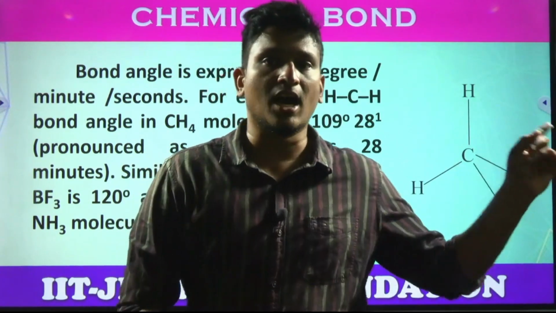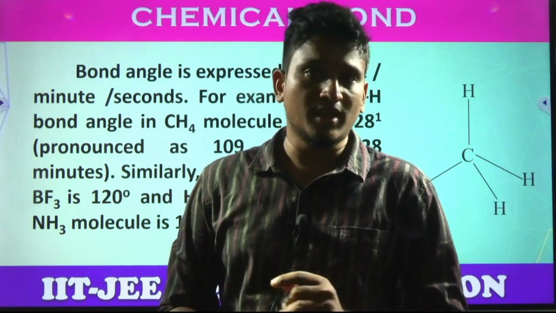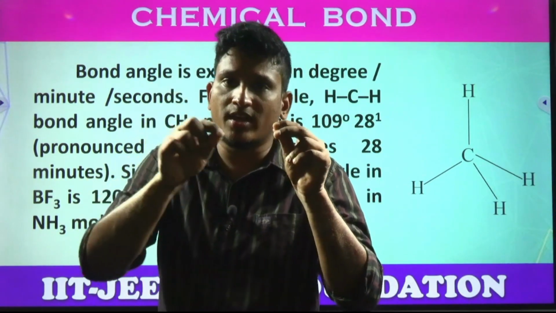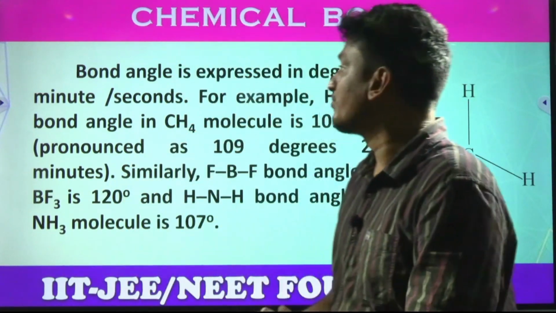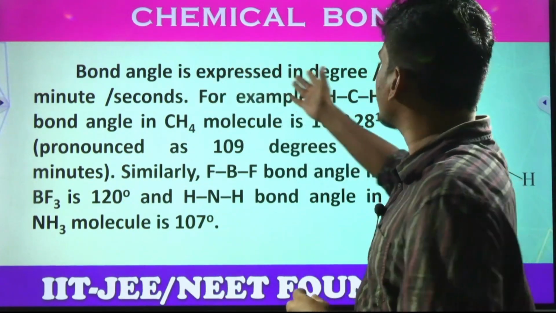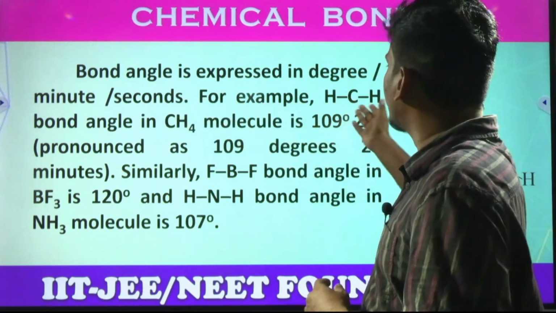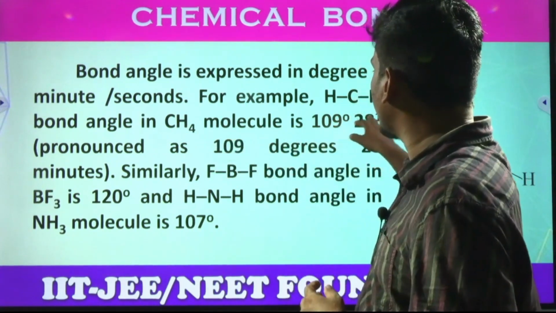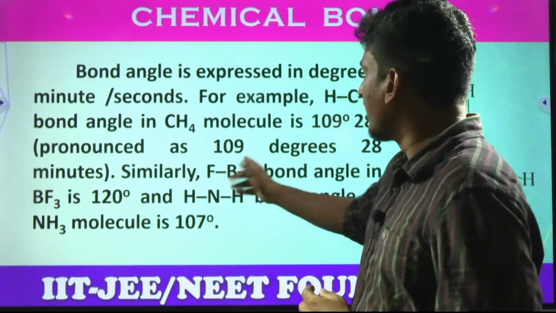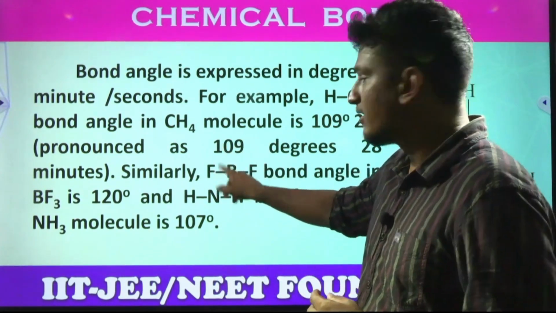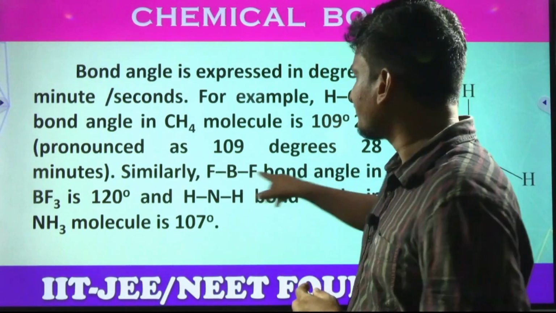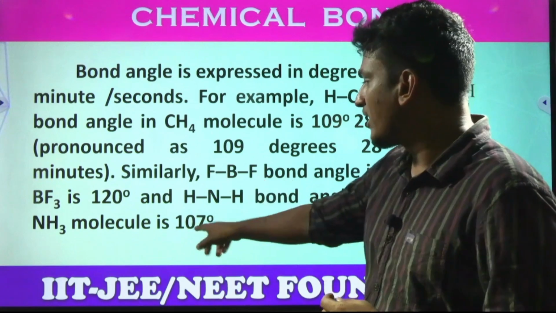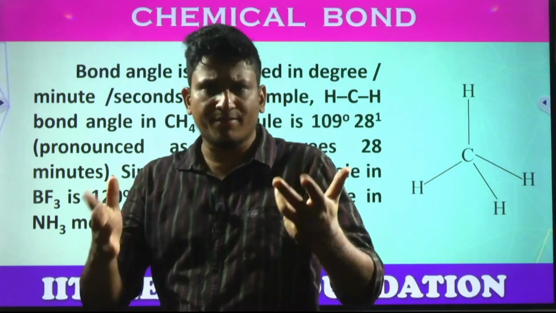So you know, between carbon and hydrogen there is a bond. What's the meaning of the bond? Electron cloud. So we can find the angle between electron cloud and electron cloud, so that we can identify the shape also. So here bond angle is generally expressed in degree or minutes or seconds. So for example, HCH, this bond angle in CH4 molecule is 109 degree 28 minutes, as well as in boron trifluoride, between fluorine the bond angle in BF3 is almost around 120 degree, and in ammonia in the case of 107 degrees.